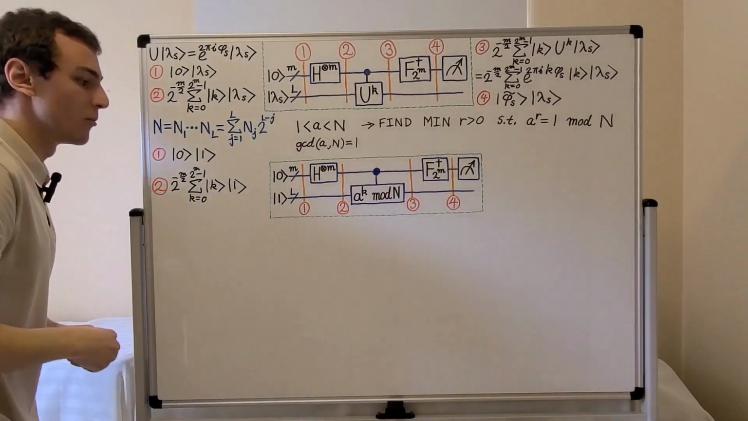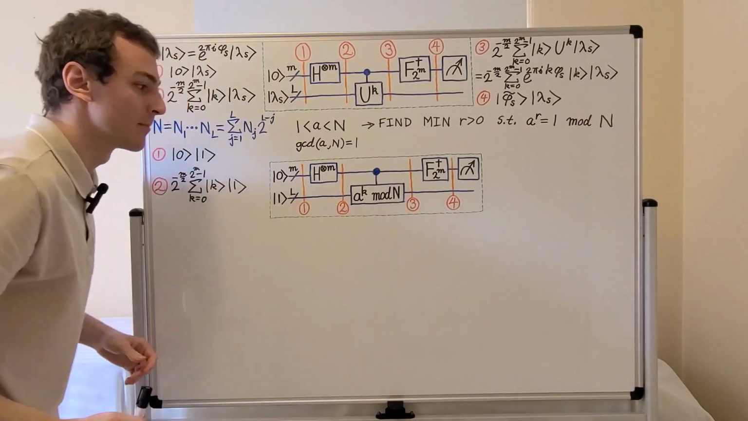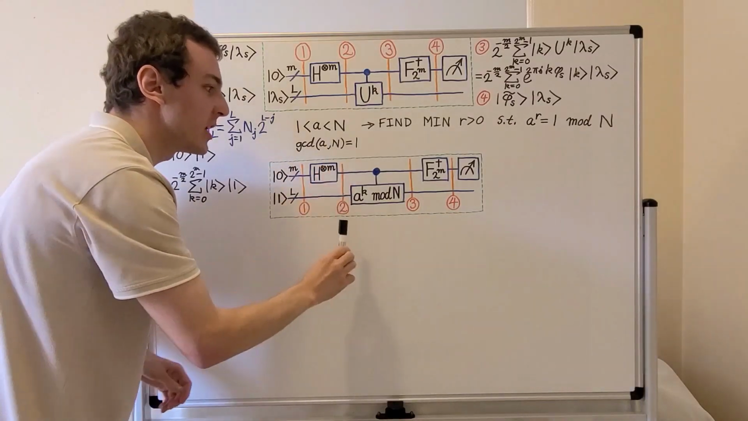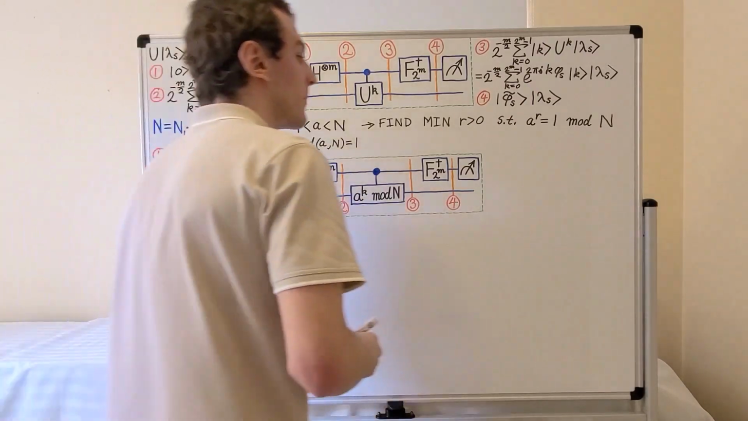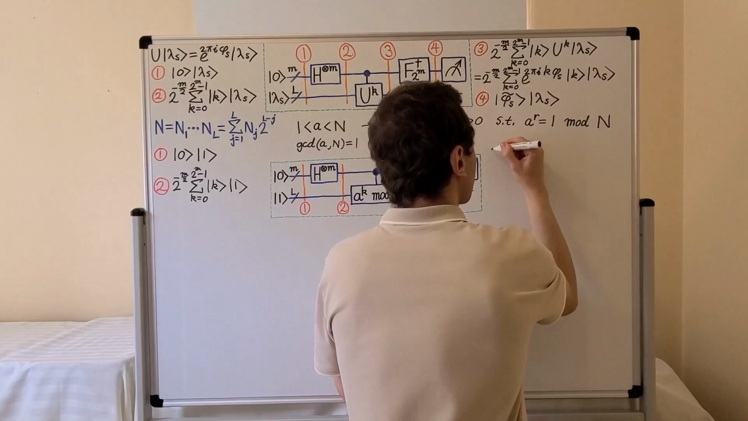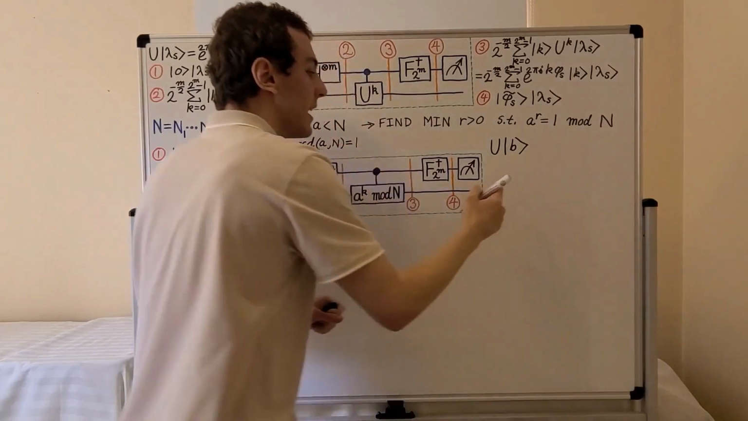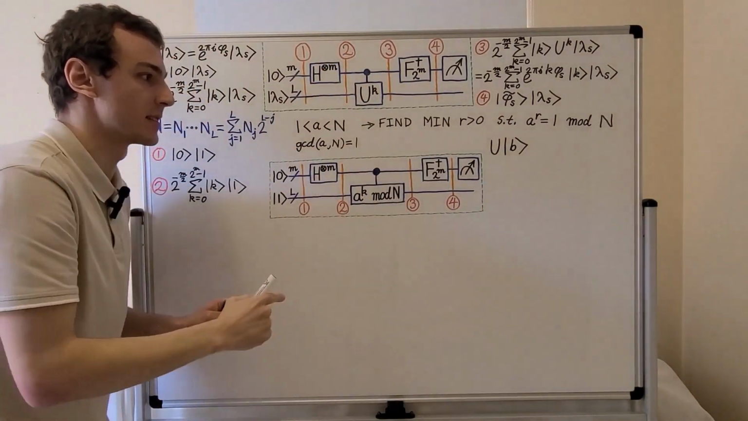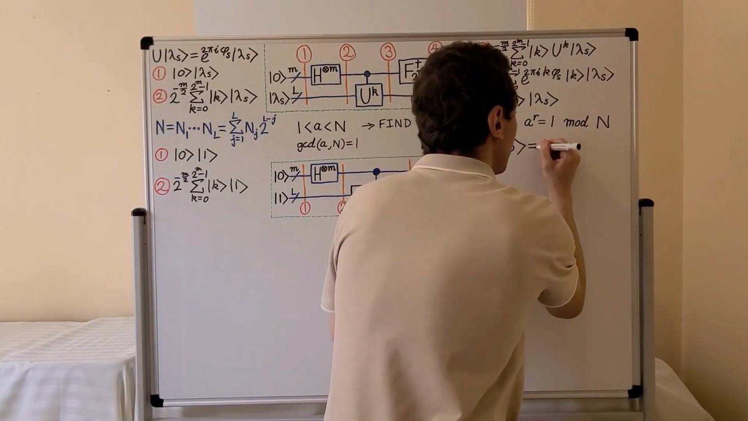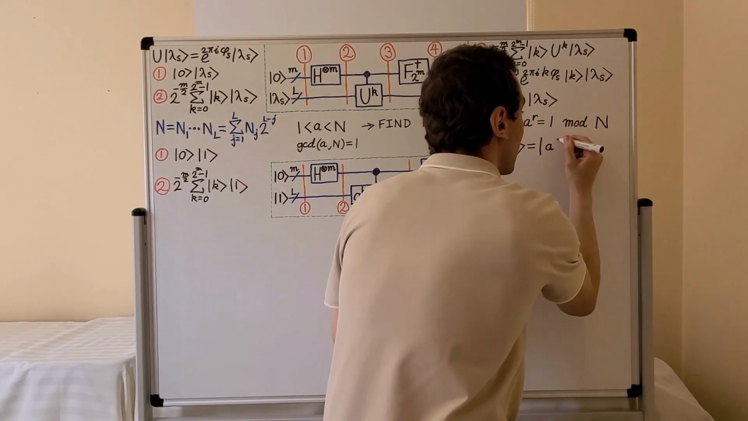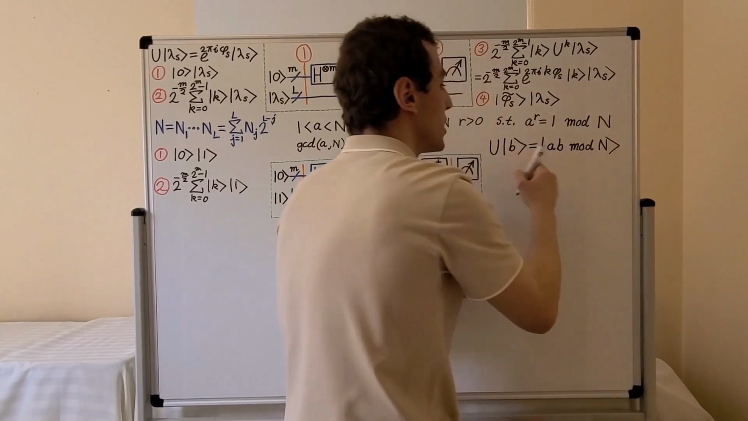Now, we need to do some more definitions. We need to define a unitary operator before we can move on to step 3. So we have initialized, we've created a superposition, now we have to implement that controlled unitary. So let's define this unitary. We need U to act on a ket labeled by B. So B is going to be whatever the state of this bottom register is. So B for bottom, it is the bottom register. And when U acts on B, it's going to be the same as multiplying by A, mod n. So this is the definition of this unitary operator.